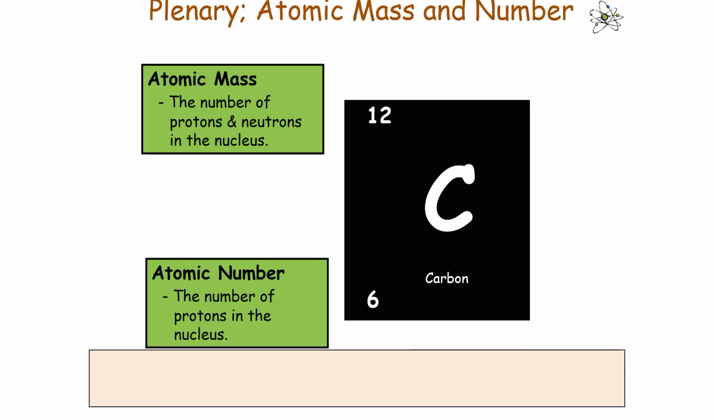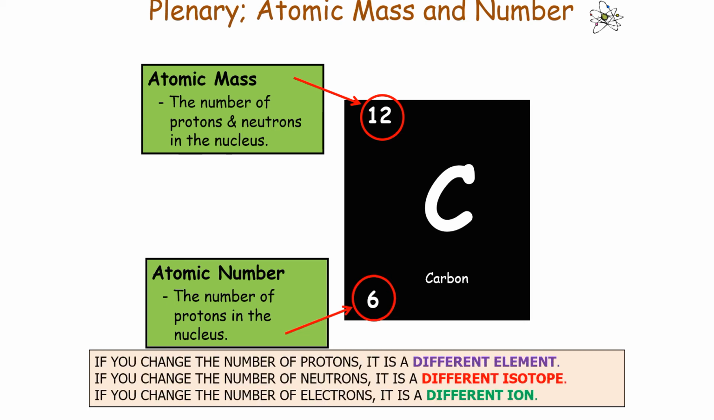As we said before, the atomic mass is the larger number around the element in the periodic table. It's the number of protons and neutrons. The atomic number is the smaller number. It's the number of protons in the nucleus, as shown in this particular animation. Now it's important to know that if you change the number of protons, it's a different element. If you change the number of neutrons but not the number of protons, it's a different isotope. And if you change the number of electrons, it's a different ion.